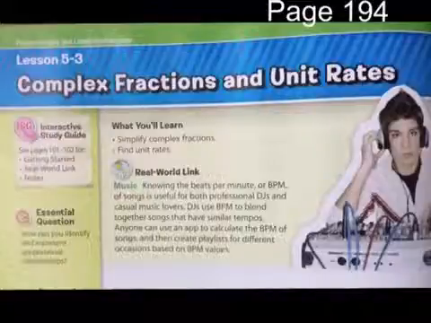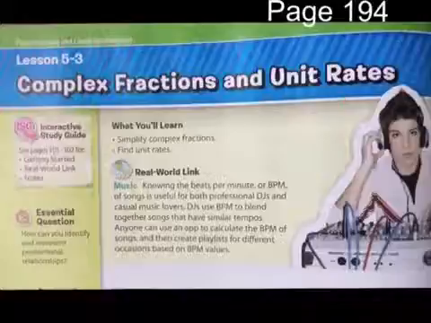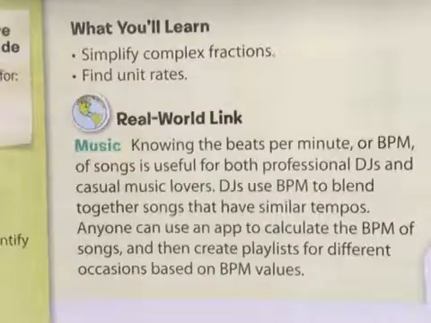Hello boys and girls, and welcome to lesson 5-3, Complex Fractions and Unit Rates. This lesson is found on page 194. Today we will practice simplifying complex fractions and finding unit rates.